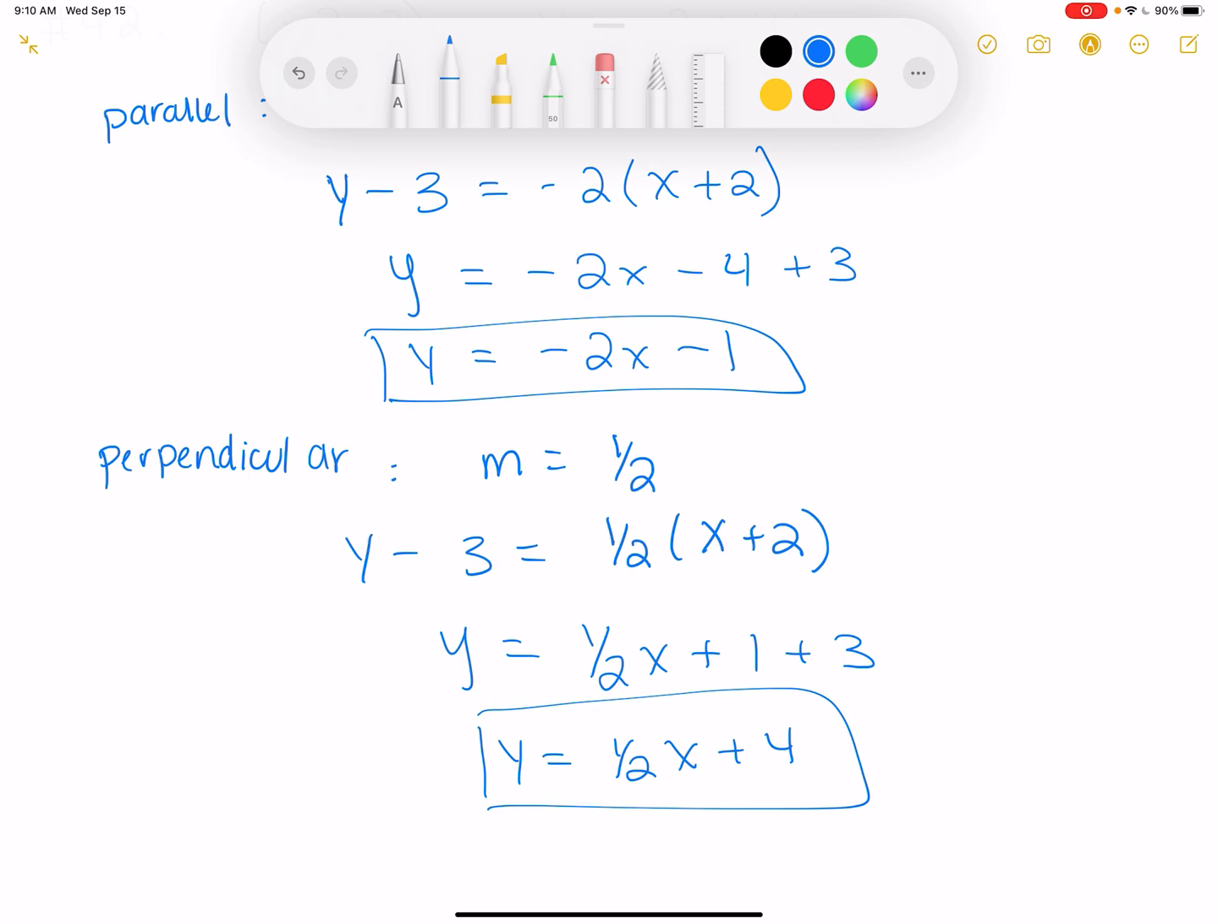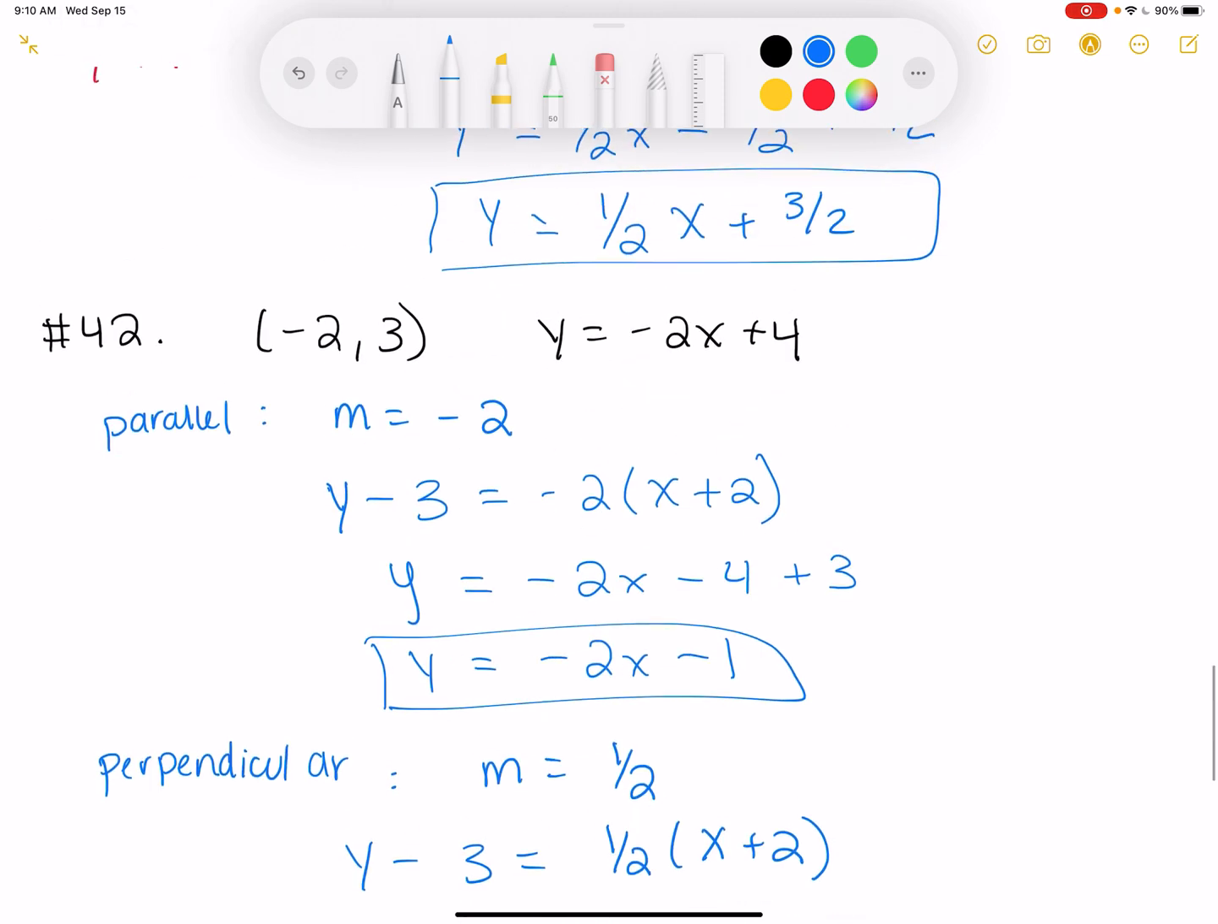Wait, technically, wouldn't you be done with the problem? No, wait, what was the main problem? Wouldn't it always have to have that plus 4 if it was perpendicular? No. We only care about the slope.